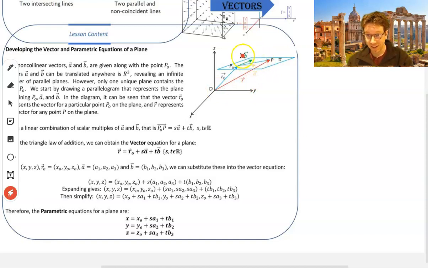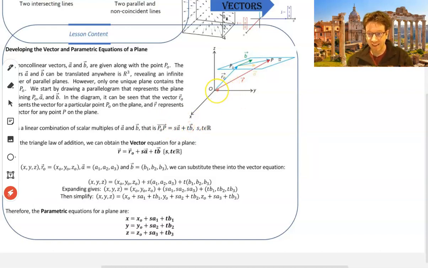So what I could do is have 2 lines that go from P0, from our known point, like this, 2 intersecting lines that intersect at P0. And if we simply add a combination of a scalar multiple of those lines, we'll get our parallelogram that goes to point P. So P0P is just some scalar multiple of A plus some scalar multiple of B.